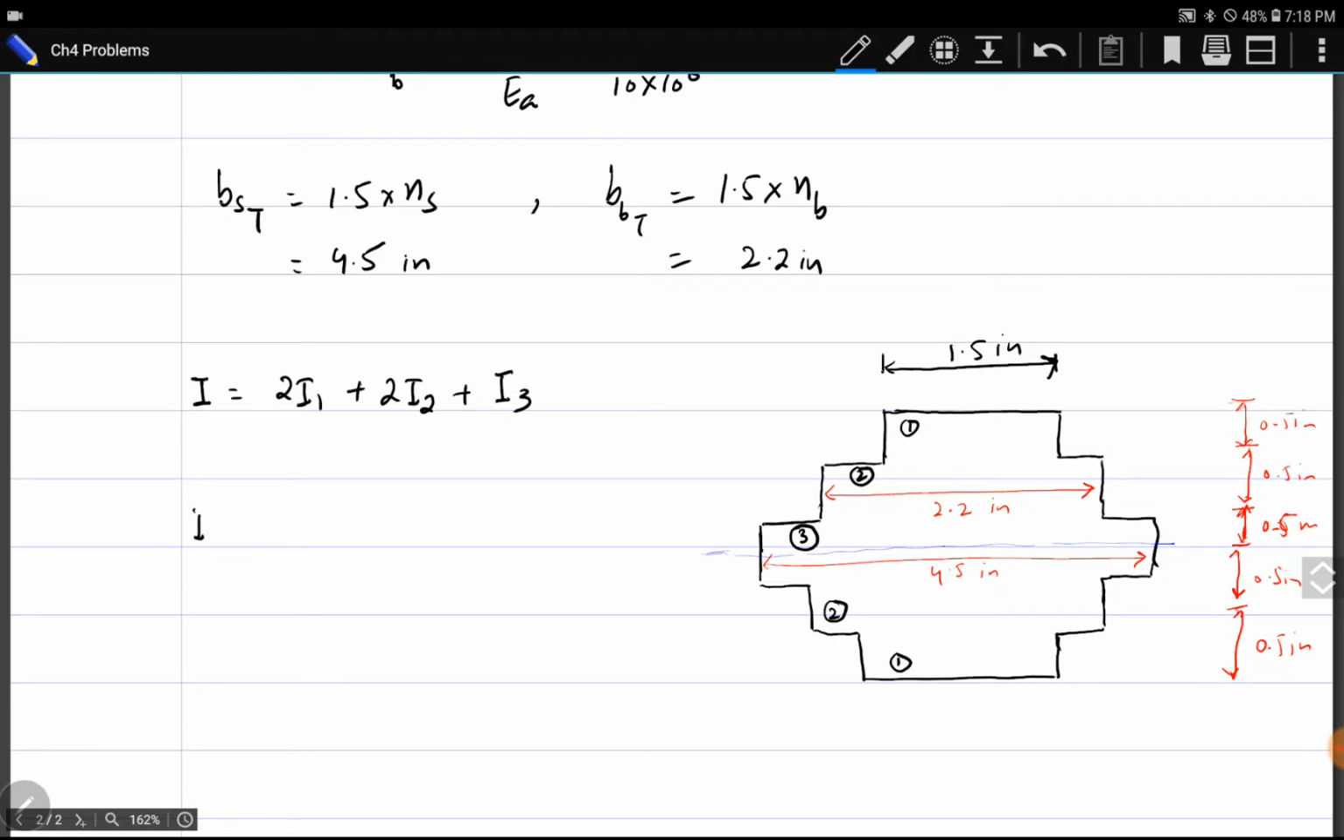So I will be 2 times I1. I1 is BH cubed by 12, 1.5 times 0.5 cubed divided by 12, plus AD squared. What is A? Area of section 1. It is 1.5 into 0.5. This is A. What is D? D is the distance of the centroid of area 1 from the centroid of the total cross section. So it is actually 0.5 plus 0.25 plus 0.25. It is 1. D1 is 1.